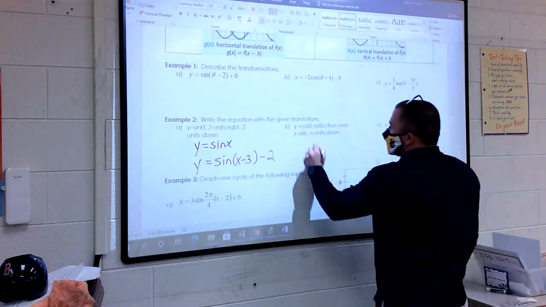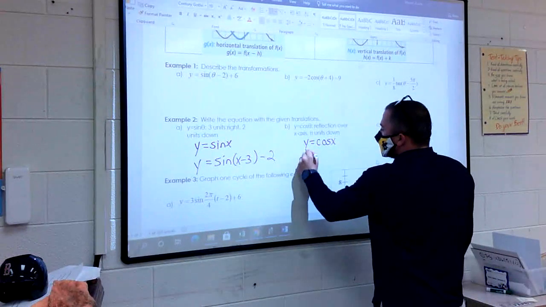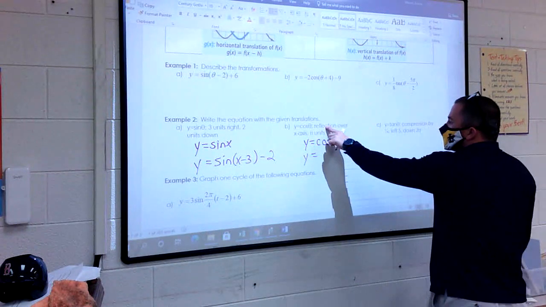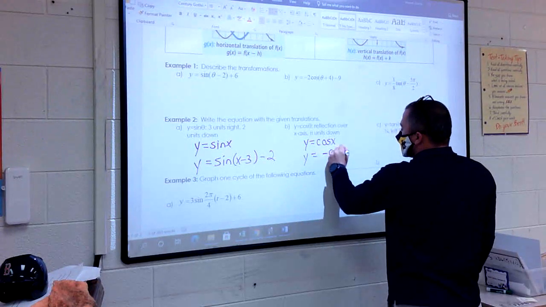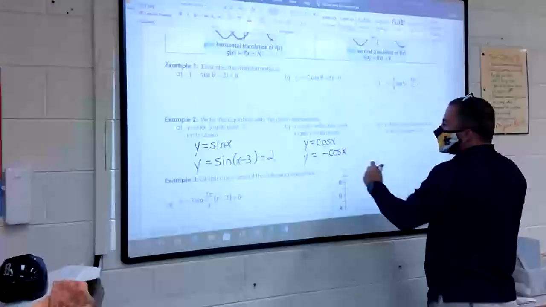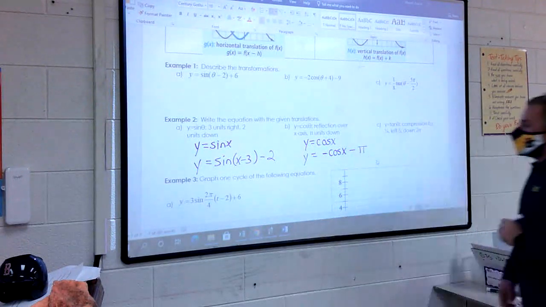Take a regular cosine graph. So y equals cosine of x. It says there's going to be a reflection over the x-axis. That's my negative. And then it says pi units down. So that's minus pi at the very end.